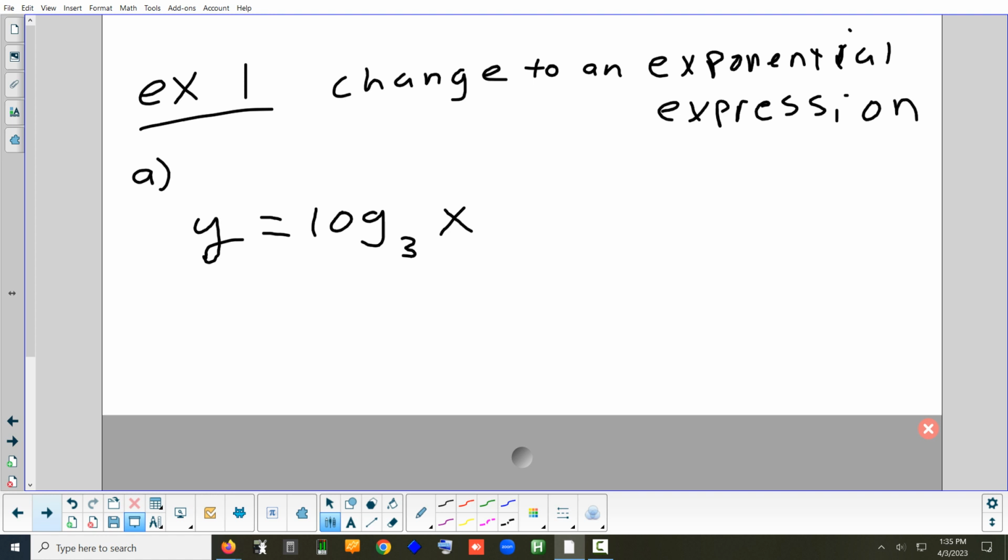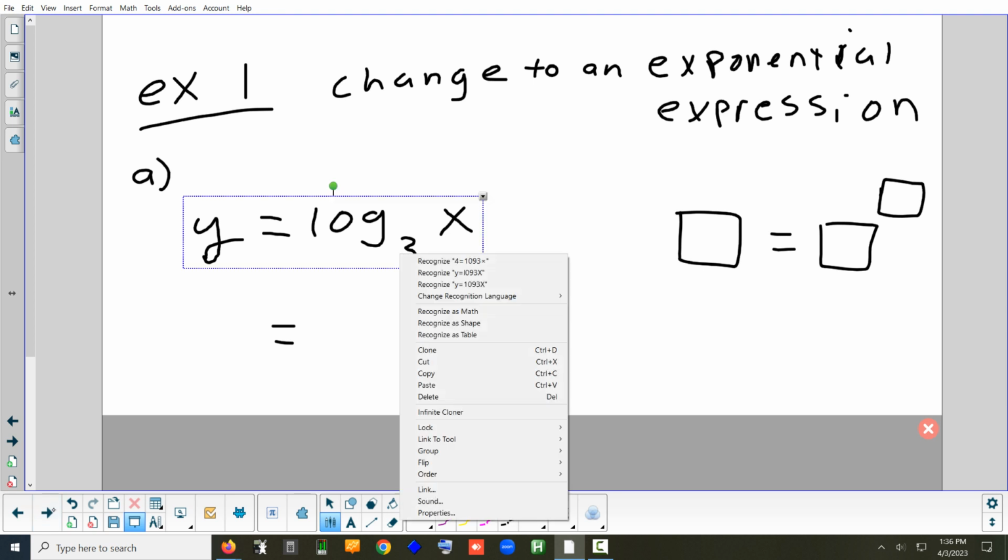Great, so let's try changing something that is in log form into exponential. So remember what exponential looks like. Something by itself, something there, and something there. That's what your final answer should look like. You just have to figure out what 3 things go in those boxes. Okay, let's start with our case. Jackson, what's my base on that log? 3. 3 is my base.